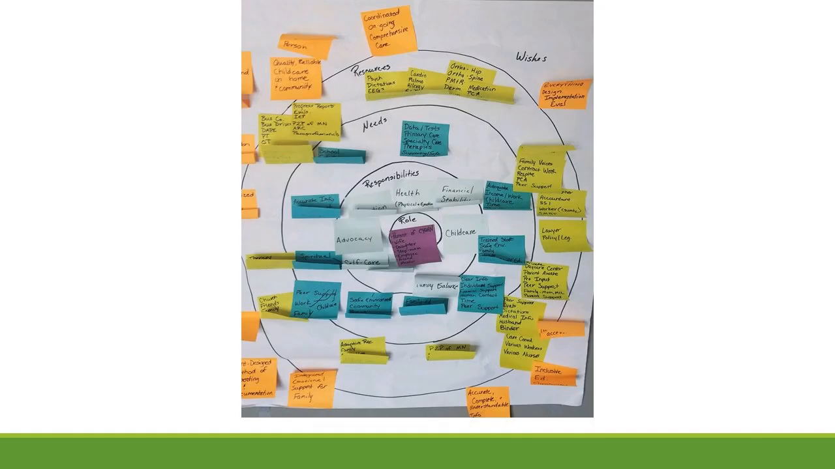Again, you can do that using Post-it Notes on a big sheet of paper like we did here. Role, responsibilities are right in here. Needs are in this ring. Resources. And then we always put the wishes on the outside so we know what our goal is and what we're trying to achieve.